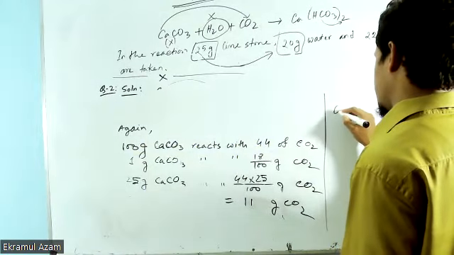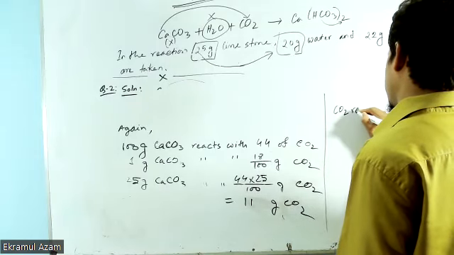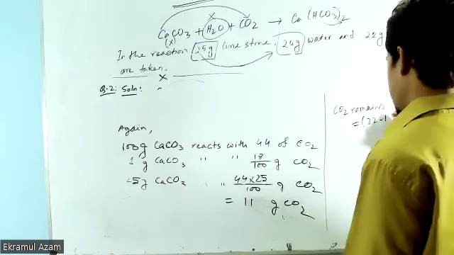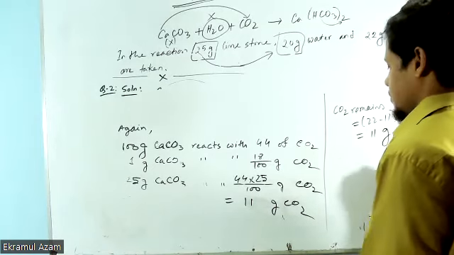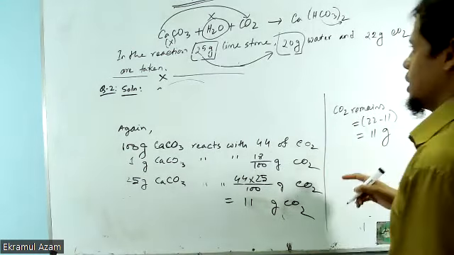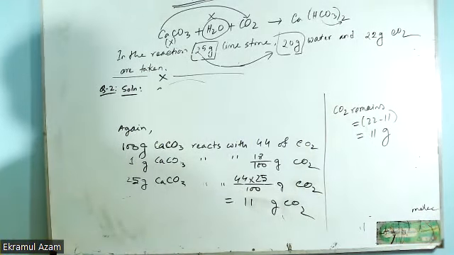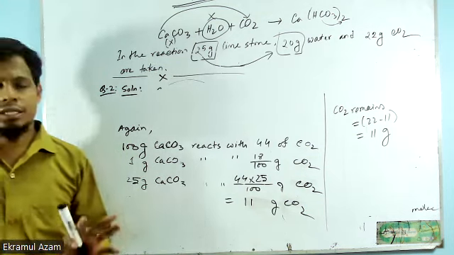So remaining carbon dioxide will be 22 minus 11 equals 11 gram. You understand? Carbon dioxide remains. In this case, again, calcium carbonate will be finished. So calcium carbonate is limiting reactant in this reaction. At last, we can write that calcium carbonate is the limiting reactant in this reaction.